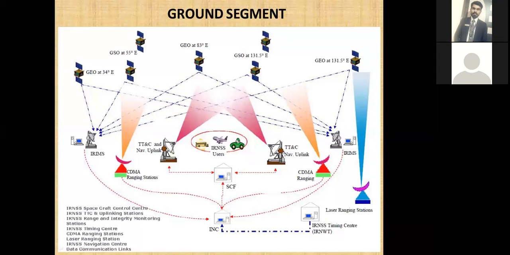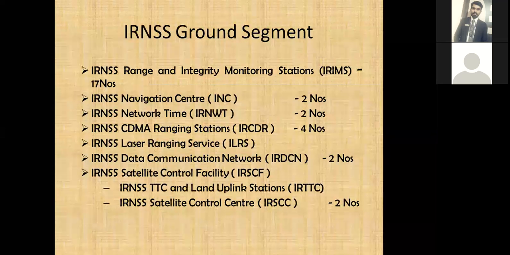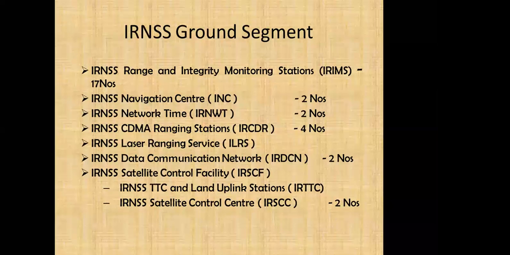Next. So we have 17 range and integrity monitoring stations. They will monitor the integrity of the IRNSS signal. Currently, we have established 16 IRIMS stations in India as well as abroad, and we are going to establish 5 more stations abroad to have better orbital accuracy.